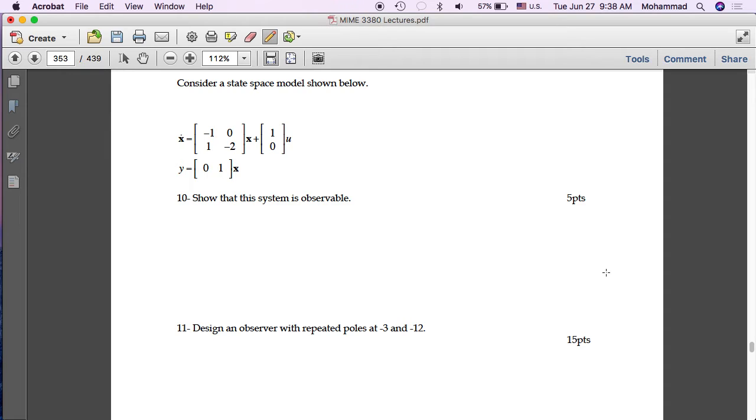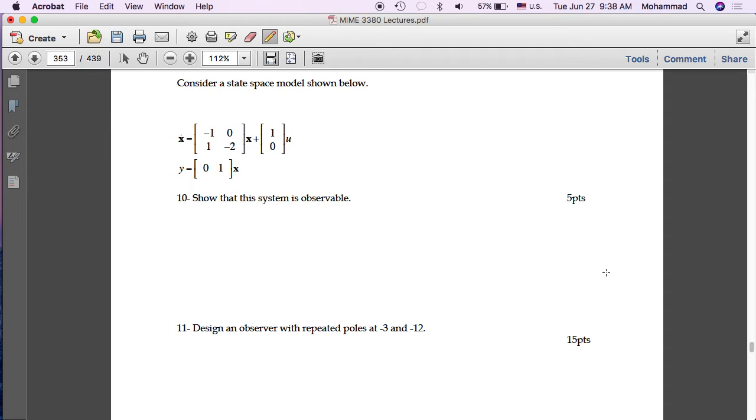So you have a system expressed in this state space model. A, B and C are given. D is not given, but it means D is 0. Show that this system is observable. Because observability is the last thing we covered, I want you to do this first, and then I'll show you the solution. So see if this system is observable first.